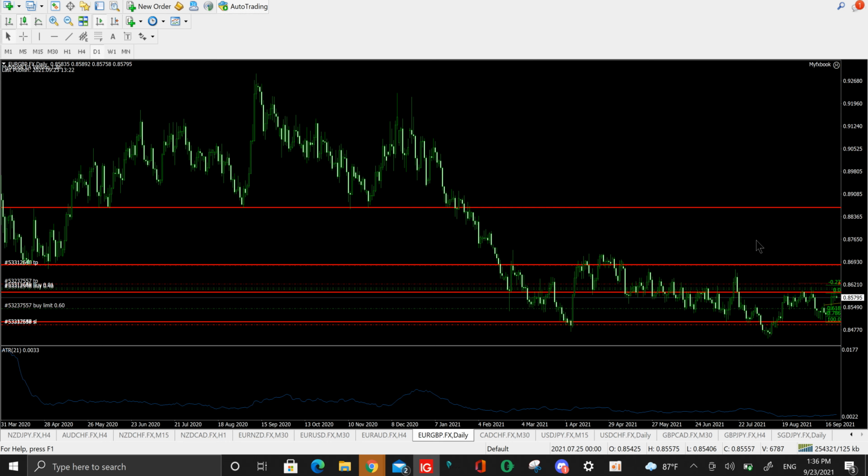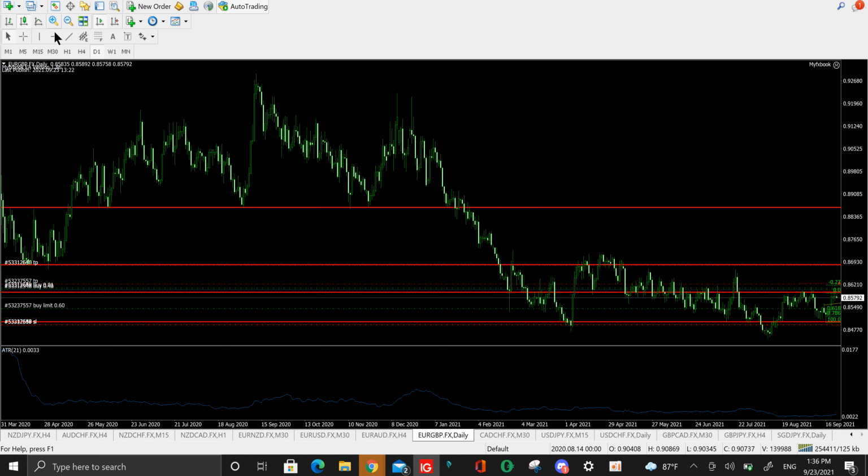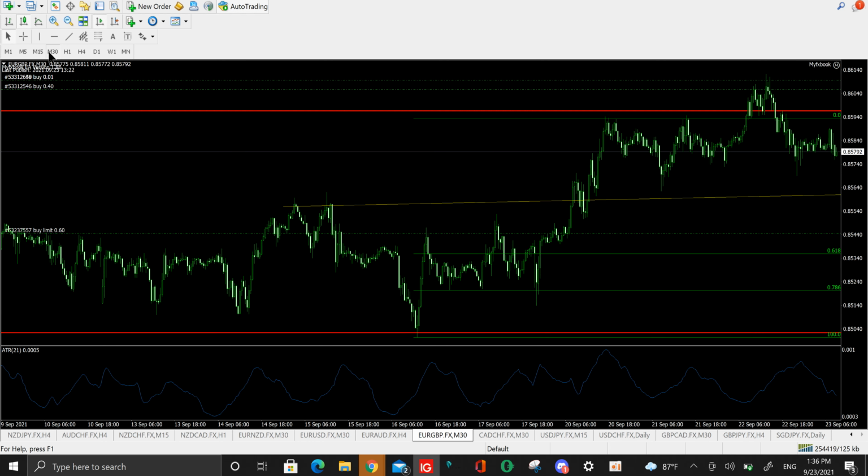Just wait for price action, see what it does in that 60 pip range. And if we can get a solid close above 0.874, 0.875-ish, then we could definitely see a rise and a rally of another 100-plus pips towards the next resistance area around 0.886. Now, at the moment, we just have to wait.